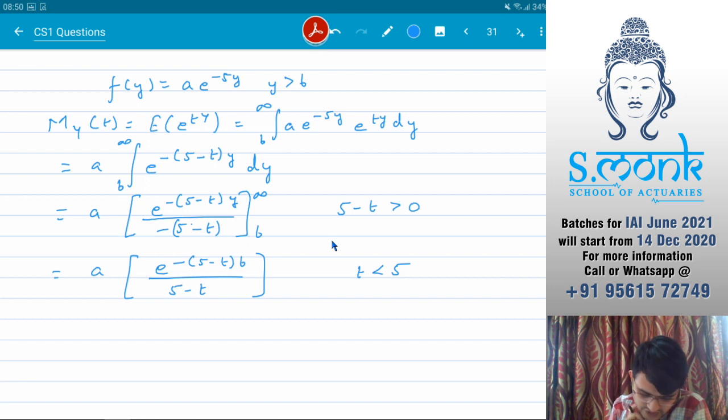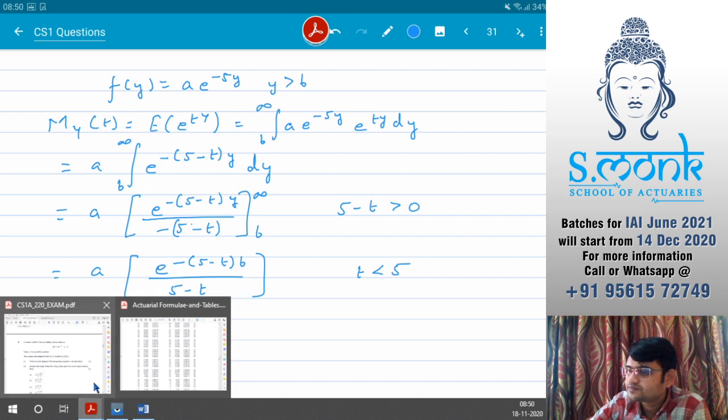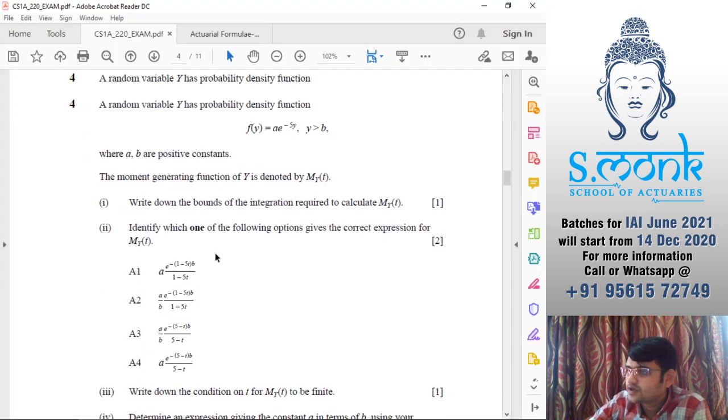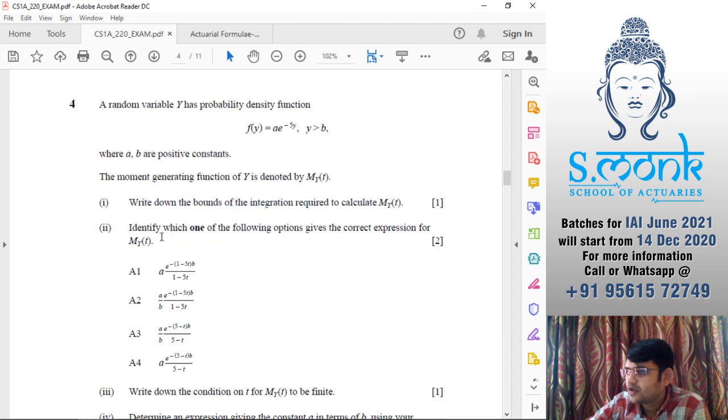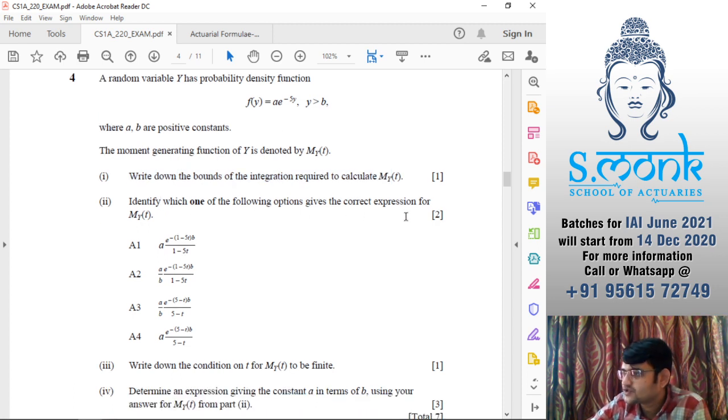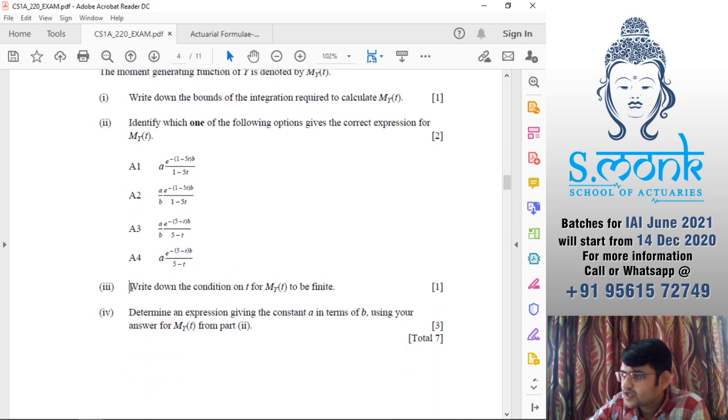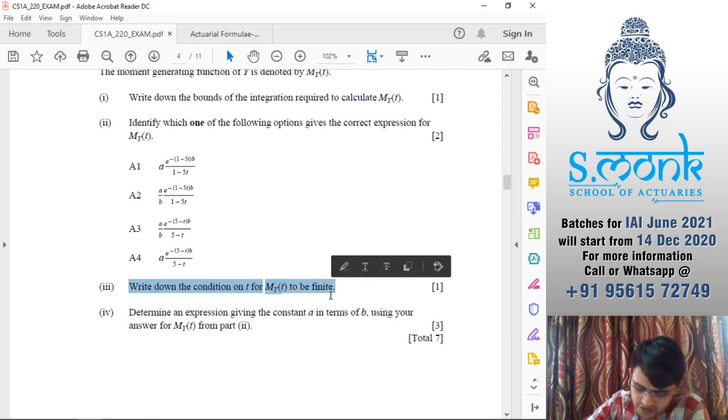Okay, so this is our m y t. So we'll go for the options. Here write down the bounds. We know bounds was b to infinity, so you'll just write b to infinity. Then identify which one of the following option gives you the correct expression. So this seems to be the correct answer, so you'll just write a4. Okay. Then they are saying write down the condition on t for m y t to be finite. So for that you will say t is less than 5.